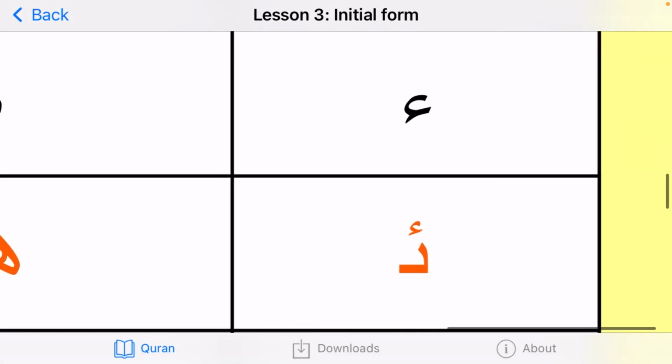I forgot to mention hamza also has that shape if it's in the initial form. It also has the shape, but it has no dots. It just has the sign of hamza, which is going to be easy to recognize.